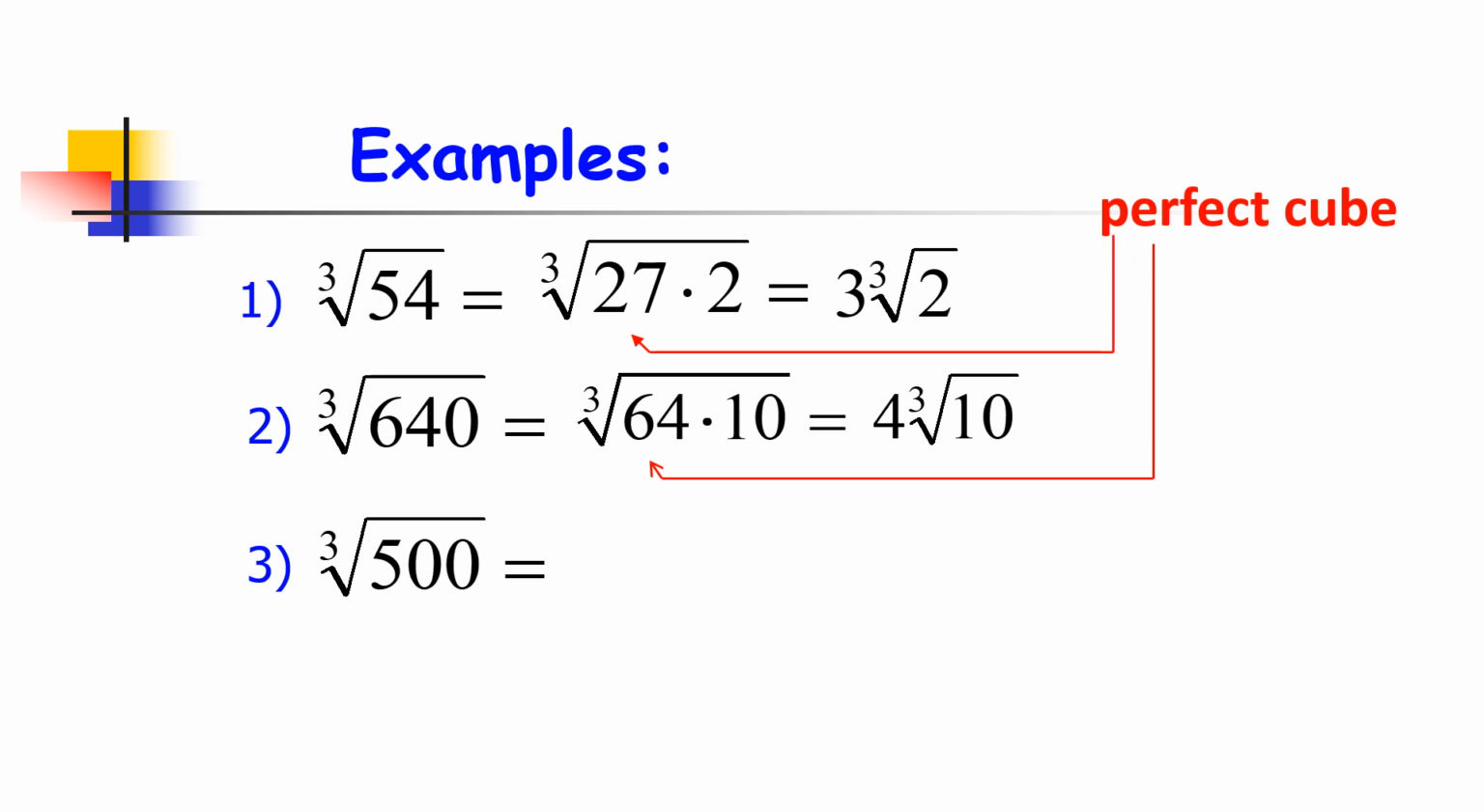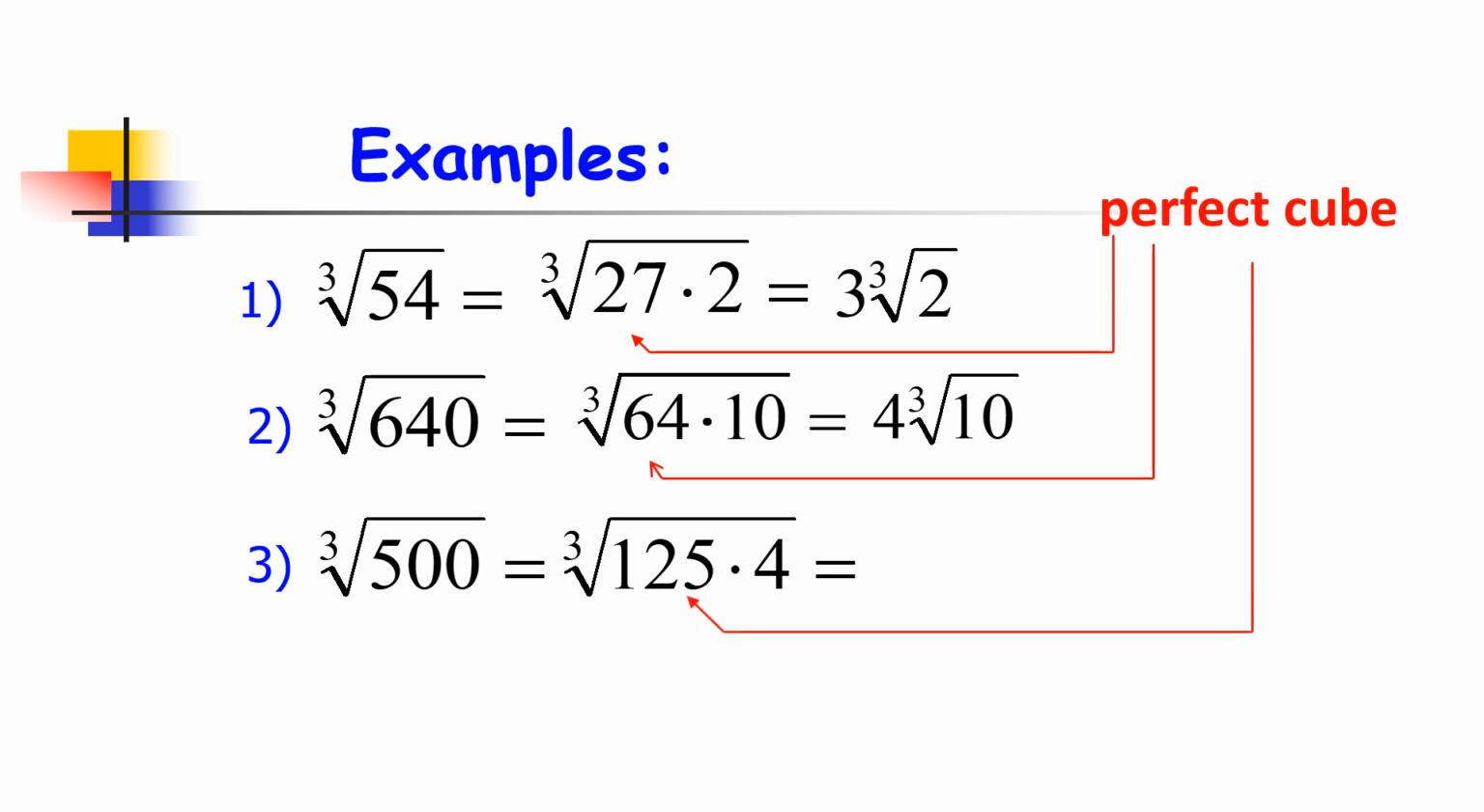Now let us have the third example, cube root of 500. So what are the factors of 500 wherein one of the factors is a perfect square, or perfect cube, I mean? Correct. So it is 125 times 4. We all know that 125 is a perfect cube and the cube root of 125 is 5. So the cube root of 500 equals 5 cube root of 4.